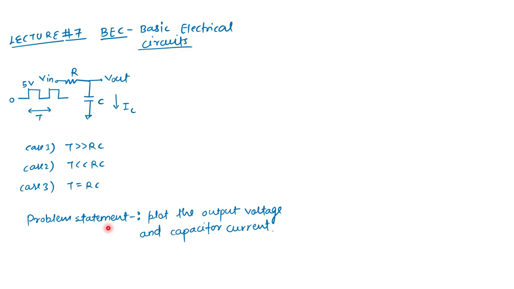And what is the problem statement? The problem statement is to plot the output voltage and the capacitor current. So the same thing that we are continuously doing, the output voltage and the capacitor current we have to plot. Okay, so we'll see this discussion one by one.